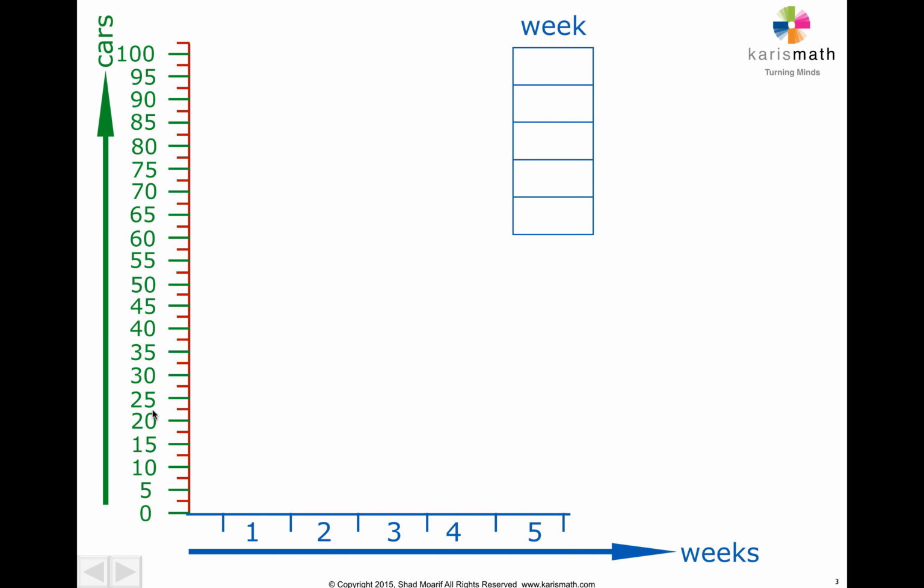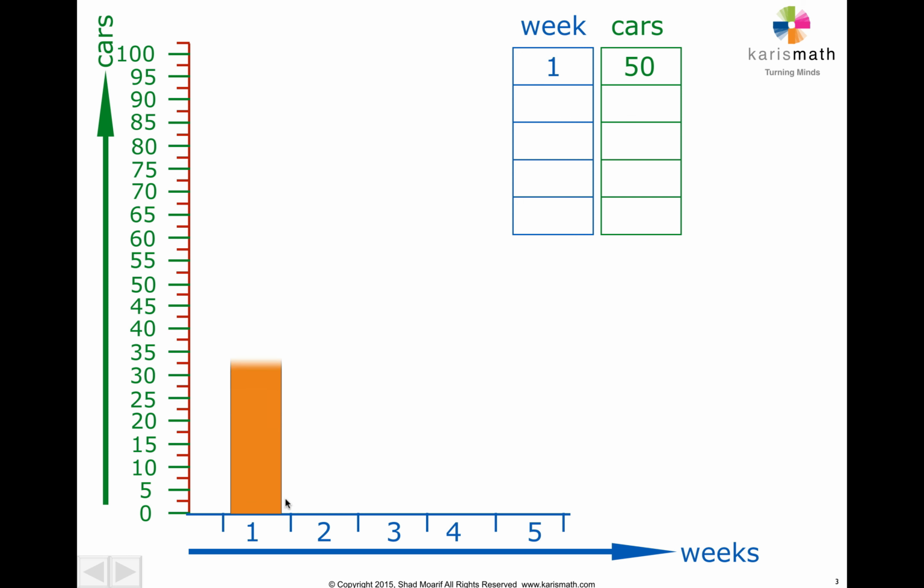For example, here's a graph of car sales. Every week, a salesman sells cars. So this line here, this scale, is showing all the cars sold in increasing amounts. It's a scale, and this is weeks. So the first week he sold 50 cars. That's shown here. It goes up to 50. So that's the bar showing the sales.